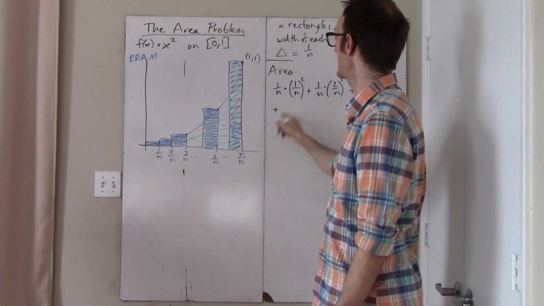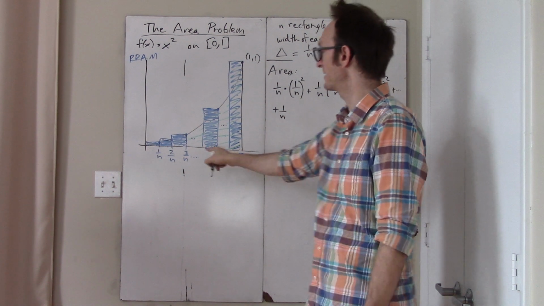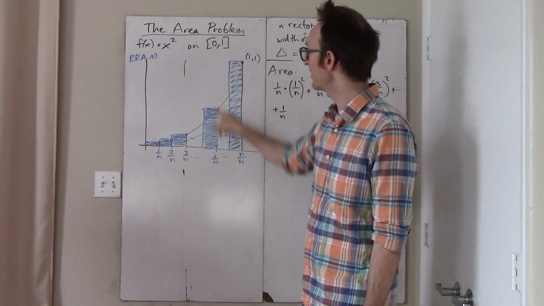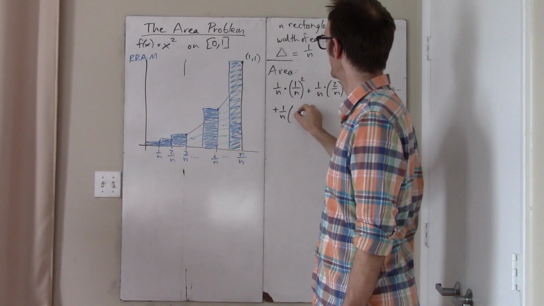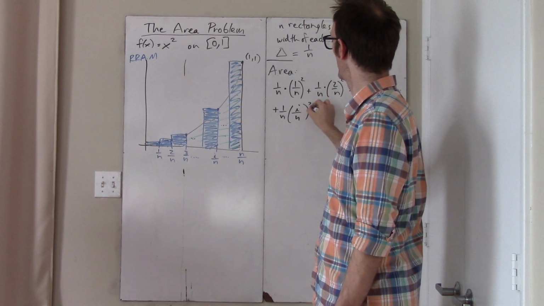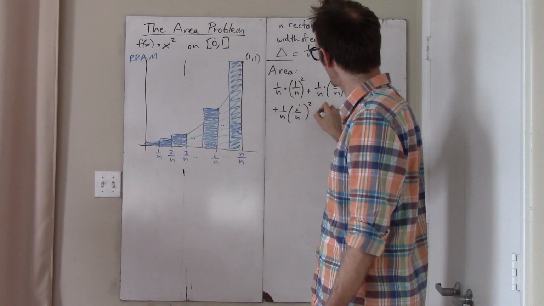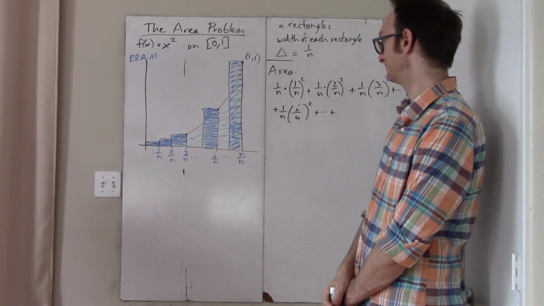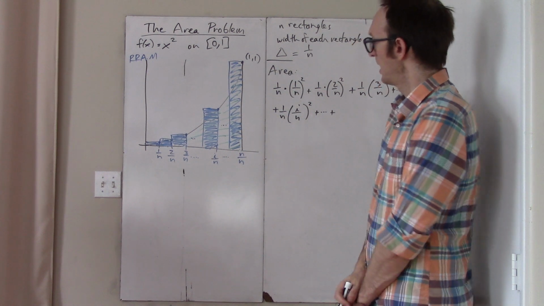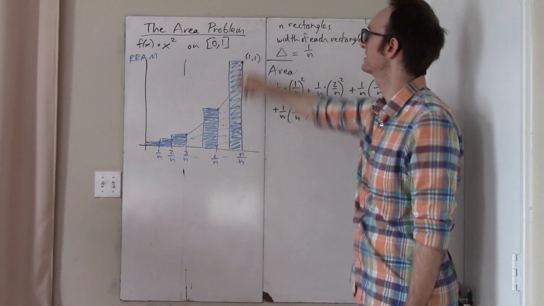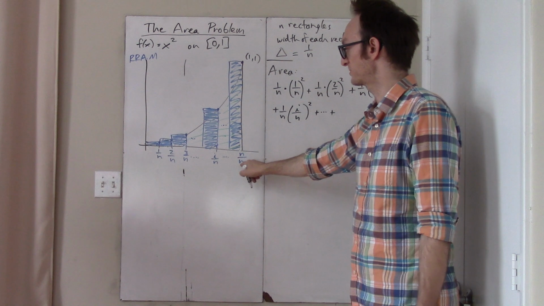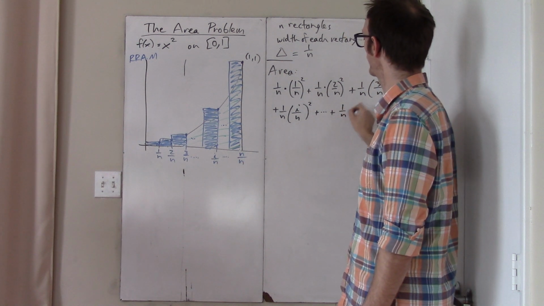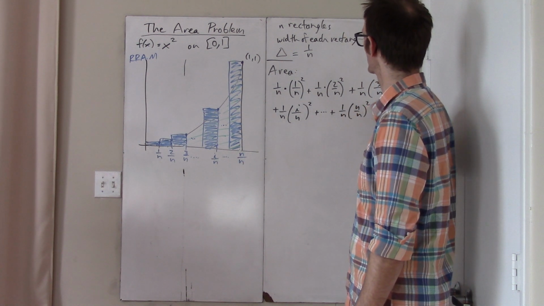Well, the ith rectangle will still have width 1 over n, because all these rectangles have the same width, but the height of the ith rectangle will be i over n squared. And then skipping ahead to the last one will give me n over n is the last rectangle, which is of course just 1. So the width is 1 over n, and the height is n over n squared.